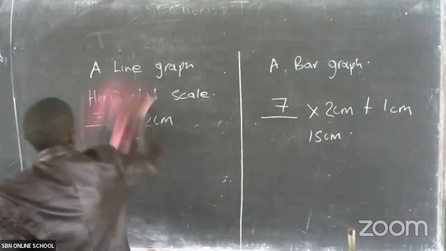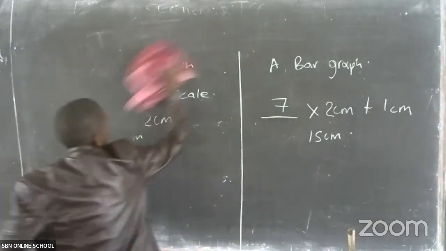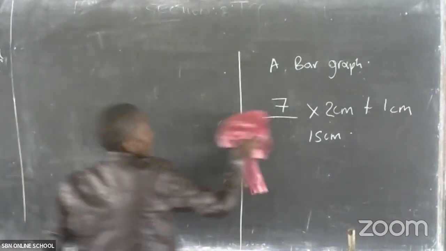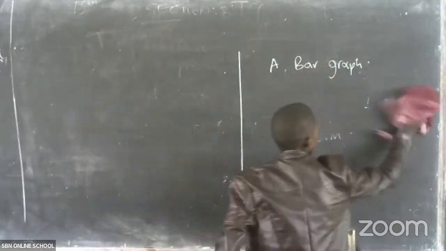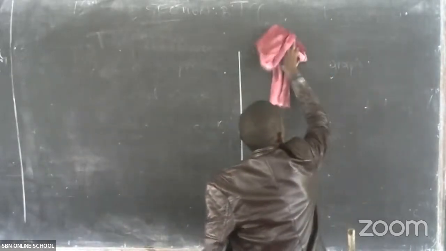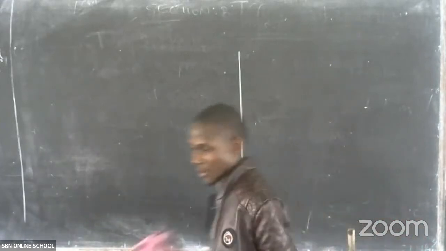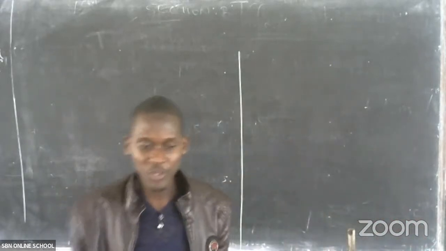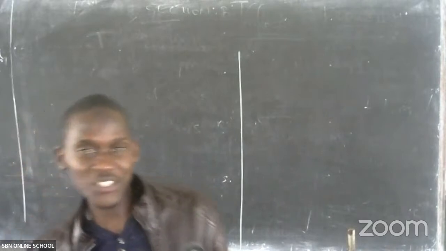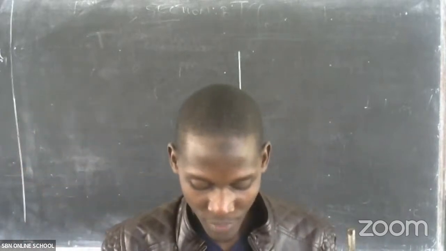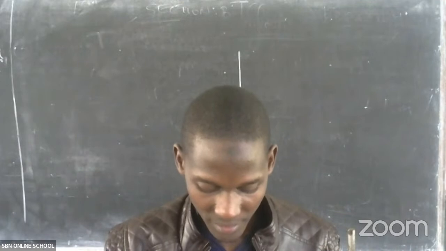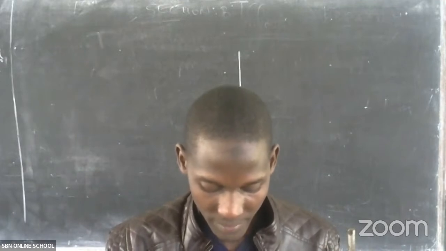Okay. Now we are going to the vertical. The problem is you are making my work difficult because we don't have people who know how to share the screen. Yet people would have shared for me. Okay, let me do it.